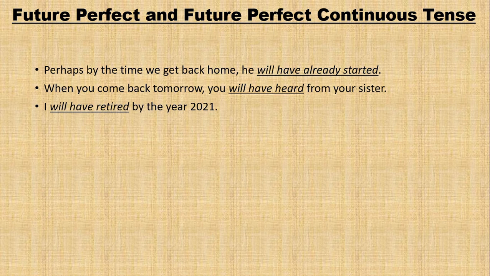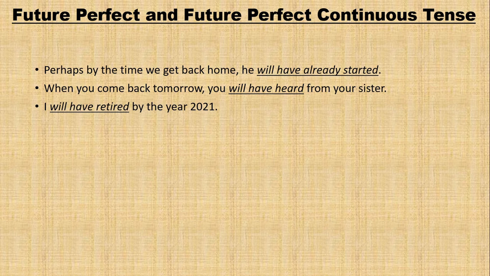Alright? Now, the first point that I'd like to say is if you are referring to something that has not happened yet, remember that has not happened yet but will happen before a particular time in future, you can use the future perfect tense. Let's look at the examples. Perhaps by the time we get back home, he will have already started. When you come back tomorrow, you will have heard from your sister. I will have retired by the year 2021.